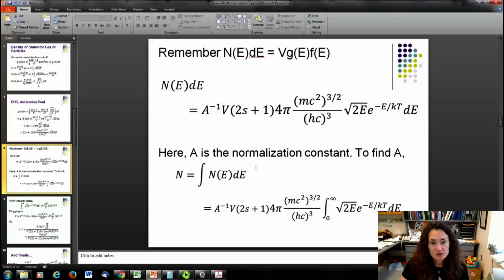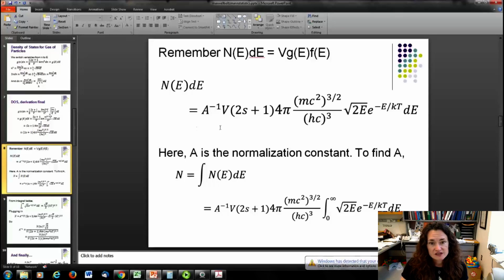Because when you have your number density, if you integrate it over all possible energies, you should get the total number of particles that you have. So to force that to happen, we're going to put in this normalization constant, perform the integration, and then solve for what that normalization constant really is. That's our strategy here. I went with A to the minus 1 to be consistent with your book's notation.